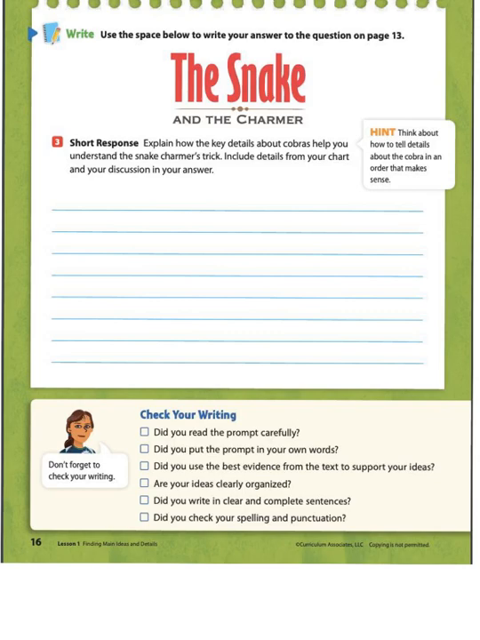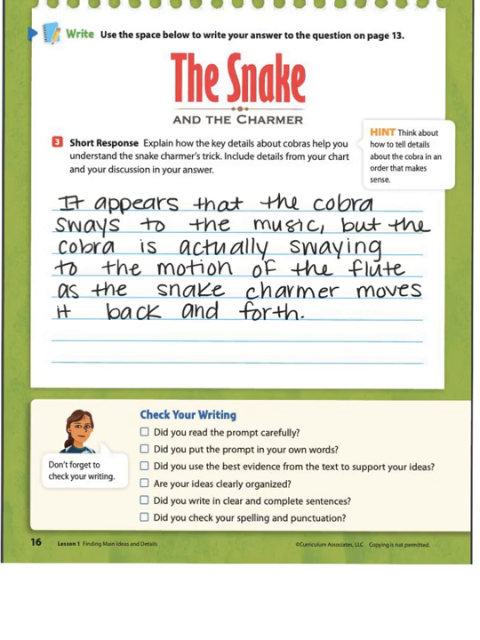So the snake charmer's trick is that it appears that the cobra sways to the music, but the cobra really cannot hear the music. In fact, the cobra sways to the motion of the flute as the snake charmer moves back and forth rather than swaying to the music. Here's a sample response to that short response question.